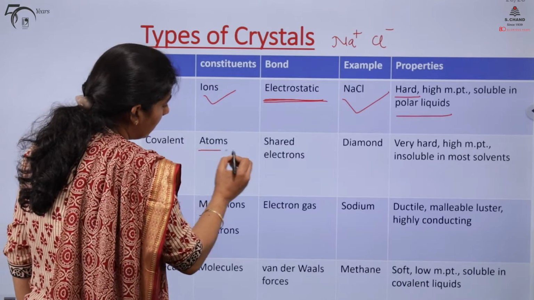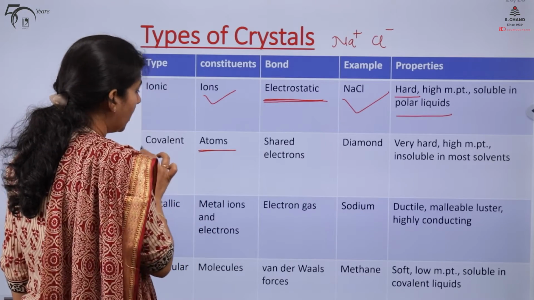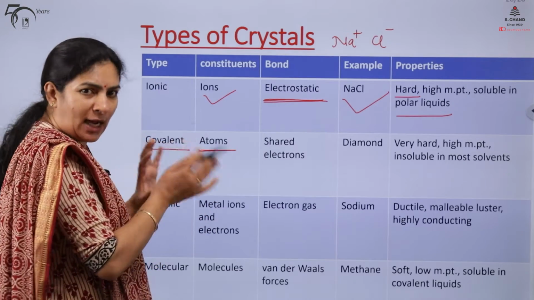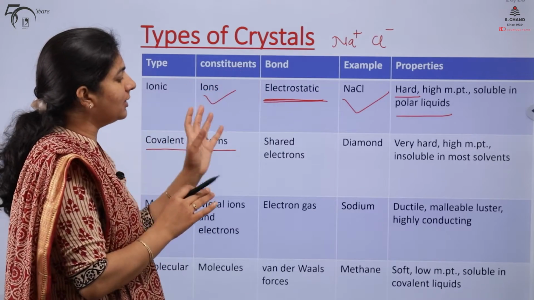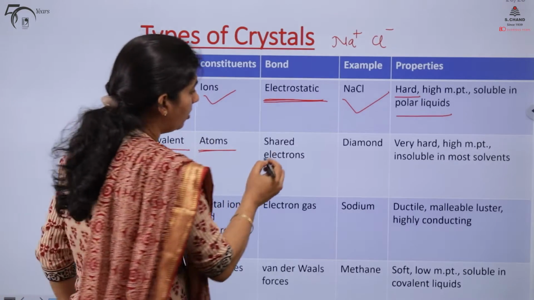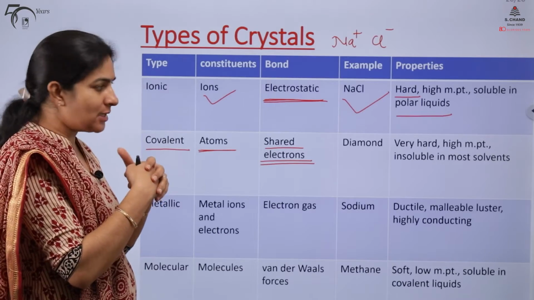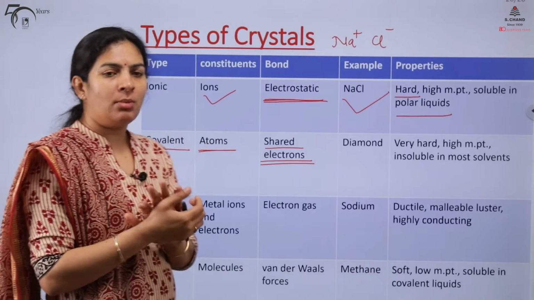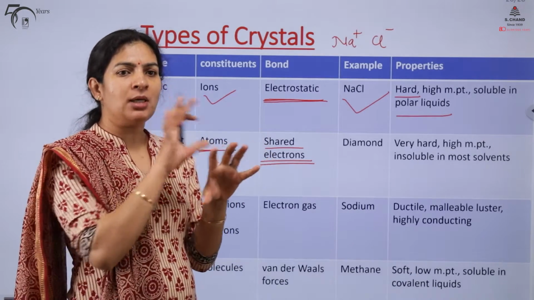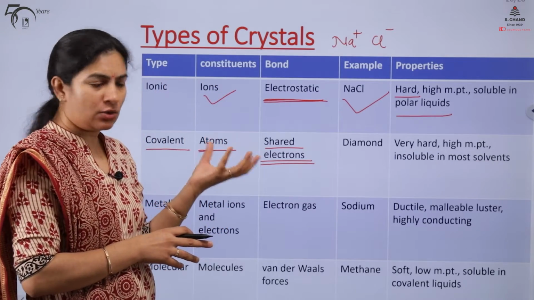Now, if the lattice positions in a crystal are occupied by atoms, we call them atomic crystals or covalent crystals. Since there are only atoms, there is no question of ions here. So atoms are connected to each other via what? There are shared electrons, right. So there are covalent forces which bind these atoms together. A very common and important example of a covalent crystal is diamond, where 4 carbon atoms are attached to each other in a tetrahedral fashion.